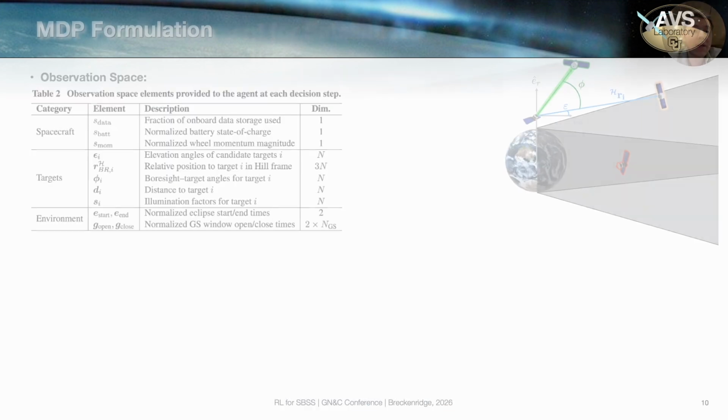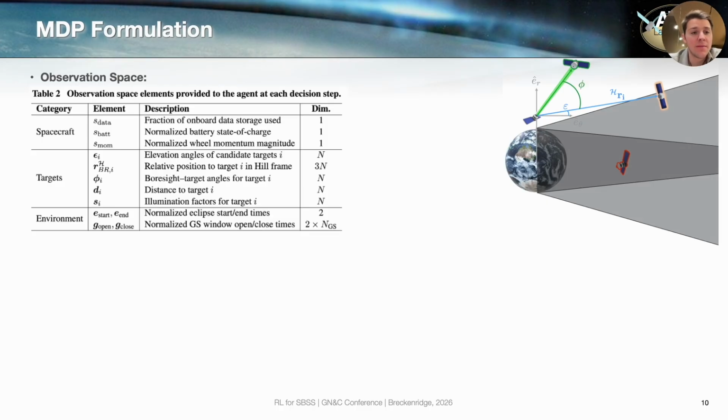The way it is formulated in this scenario here is we have our Markov decision process, which contains the observation space that first has a set of spacecraft observations, which is the data storage, the battery, and the momentum of the spacecraft.